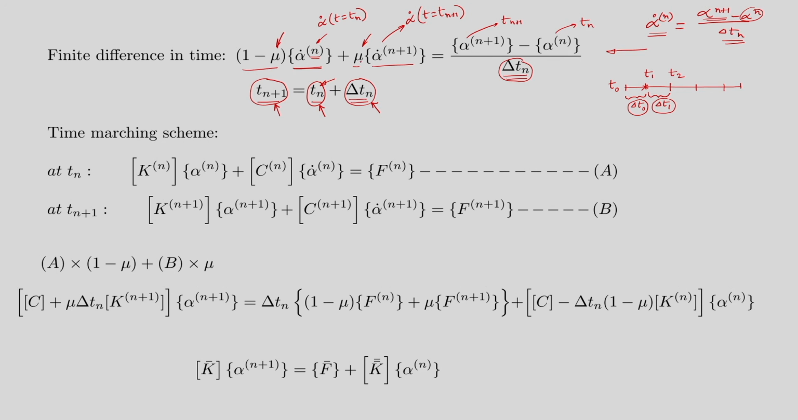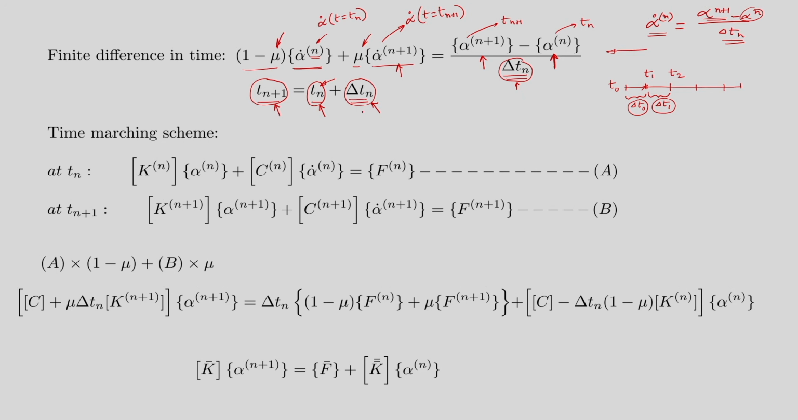Similarly, if I choose mu equal to 1, then I will get alpha dot at n plus 1 is equal to alpha n plus 1 minus alpha n by delta t n. This is the backward rule. I am at t n plus 1, and I am finding the rate from the alpha at the previous instant, alpha n. That is why it is called the backward rule, mu equal to 1.